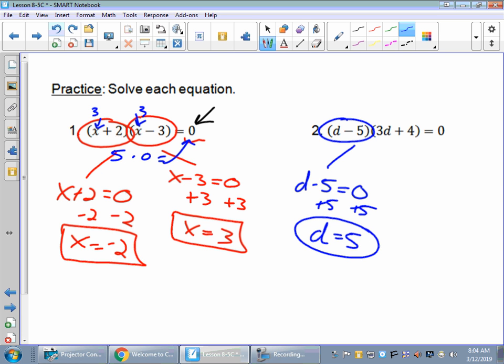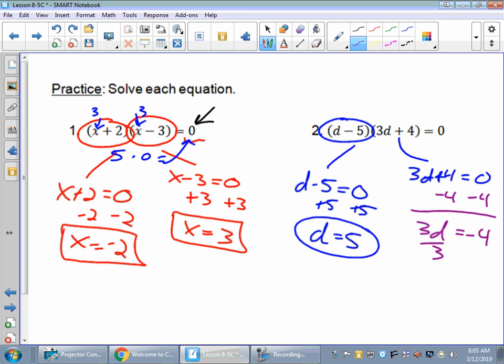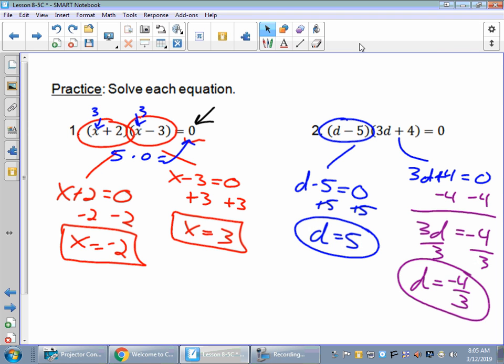Then I can take this piece here, this 3d plus 4, and set that equal to 0. Okay? So now a little extra step here because we've got a 3 in front of the d. But the first thing we're going to do is subtract 4 from both sides, which gives us 3d equals -4. And then I have to, of course, divide by 3. So then these cancel out. And, of course, my answer now is d equals -4/3. Might be a little more work to check it with the fraction, but no matter what, you plug either of these in, you're going to get 0 for your responses. Take each piece and set it equal to 0.